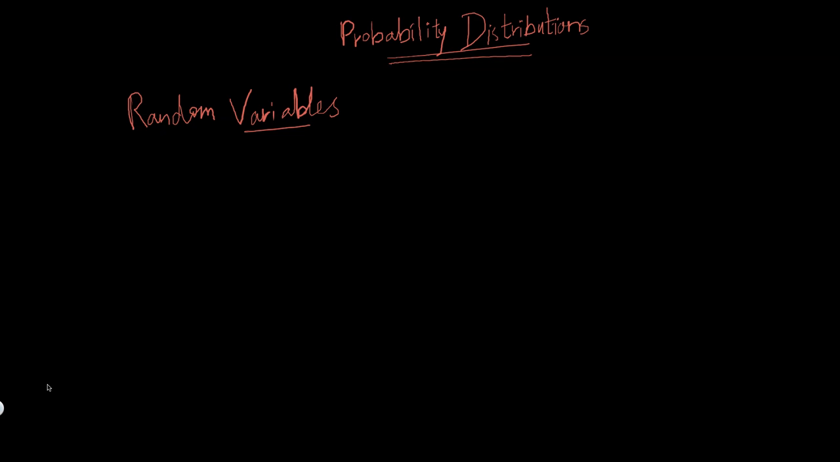So in this lecture, I'll be covering random variables, specifically discrete random variables and continuous random variables. So let's start. What exactly is a random variable? A random variable is a quantity whose value depends on a chance. So yeah, let me write this down here for you.